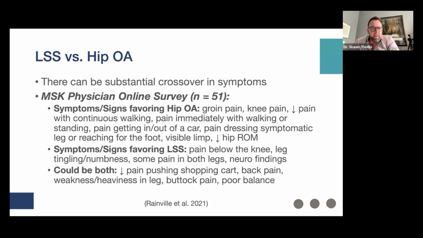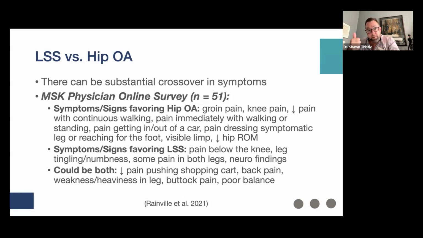Hip OA patients generally don't like getting in and out of a car, particularly a low car. They may have pain dressing themselves or are symptomatic when reaching for their foot, trying to put on their socks or shoes, for example. They might have a visible limp, and of course, they'll have a characteristic capsular restriction in their range of motion.